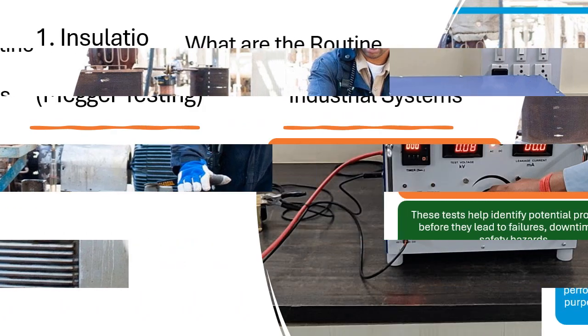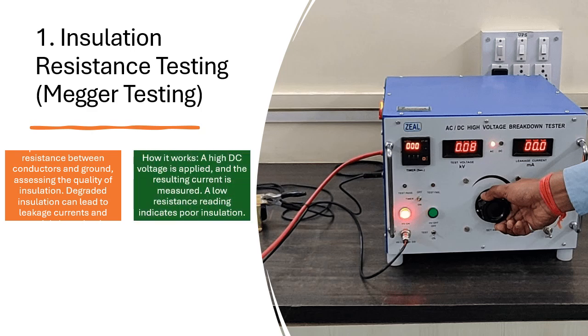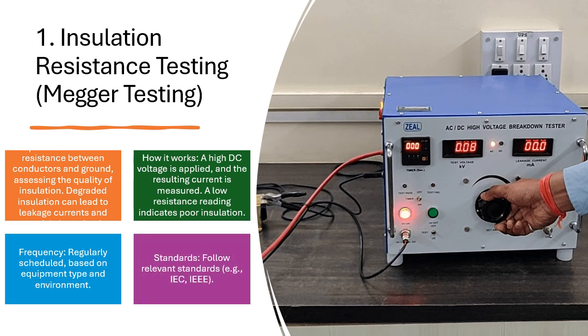frequencies. 1. Insulation resistance testing, Megger testing. Purpose: measures the resistance between conductors and ground, assessing the quality of insulation. Degraded insulation can lead to leakage currents and potential short circuits. How it works: a high DC voltage is applied, and the resulting current is measured. A low resistance reading indicates poor insulation. Frequency: regularly scheduled, based on equipment type and environment. Standards: follow relevant standards, e.g., IEC, IEEE.